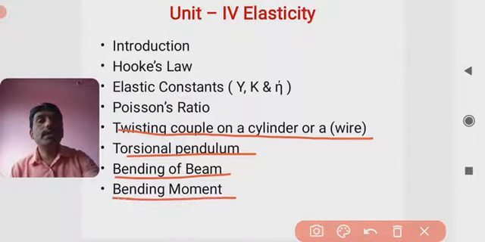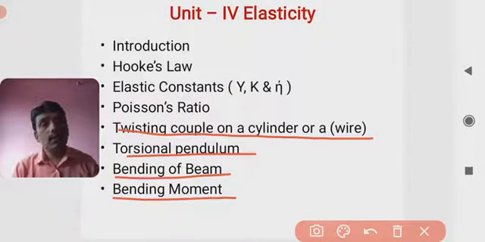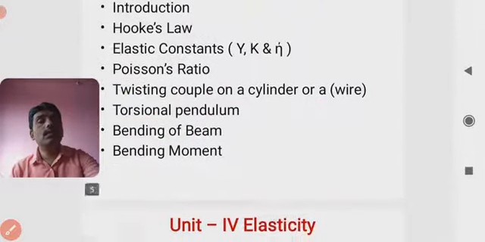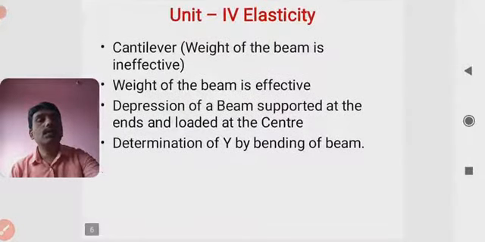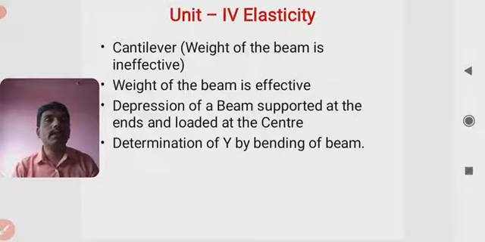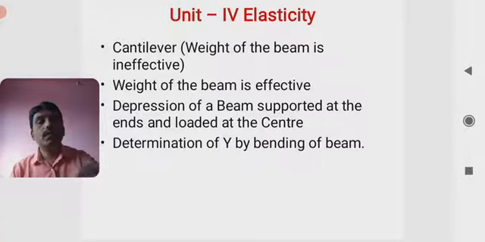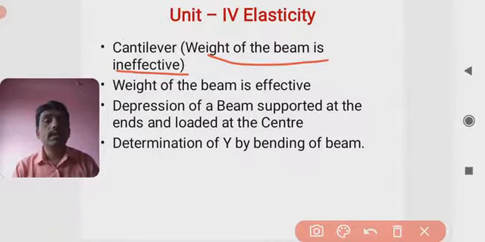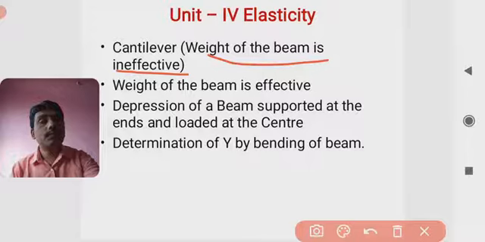Again, what is meant by bending moment for the circular or the rectangular beam, that also we will learn in detail. Again, in this unit we will learn about the cantilever, what a cantilever means, a rectangular bar continuous throughout to the end, and whether the weight of the beam is effective or ineffective, and how it plays a role in the bending moment, when the weight is taken as ineffective, and in another part when the weight of the beam is effective.